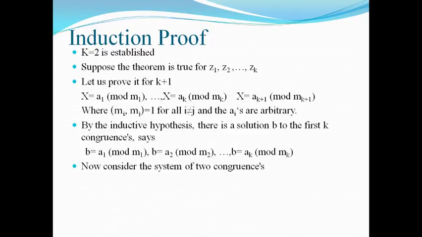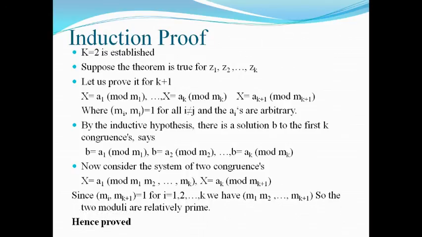Now consider the system of two congruences. x is congruent to b mod m1 m2 to mk. Therefore, x is congruent to a(k+1) mod m(k+1). Since gcd(mi, m(k+1)) equals 1 for i equals 1, 2 to k, we have gcd(m1 m2 ... mk, m(k+1)) equals 1. So the two moduli are relatively prime. Hence, we have proved the two moduli are relatively prime. Therefore, we have proved this statement of the Chinese remainder theorem.